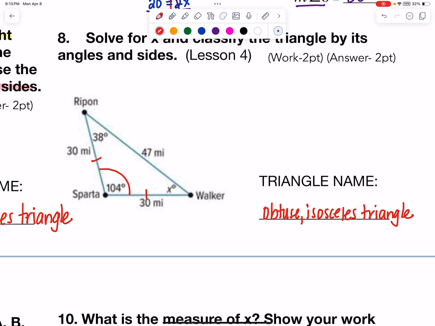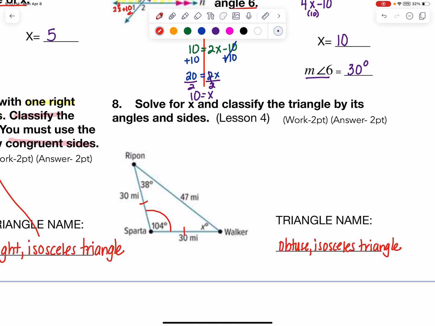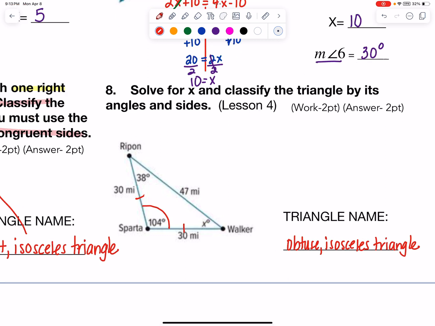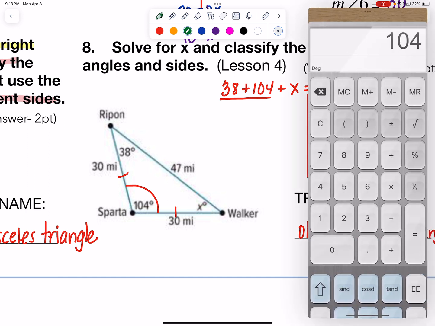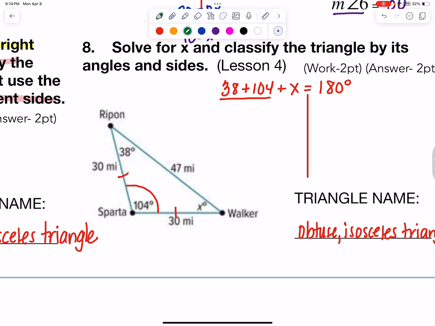If they were all different, it would be scalene. If they were all equal, we'd have equilateral. Okay, so solve x and classify. So we do need to solve x. We have 104, 38, and x. I know because of the triangle sum theorem that 38 plus the 104 plus the x has to equal 180 degrees. Okay, so let's go ahead and add these up and figure out what this total is. So 104 plus 38, okay, is 142.